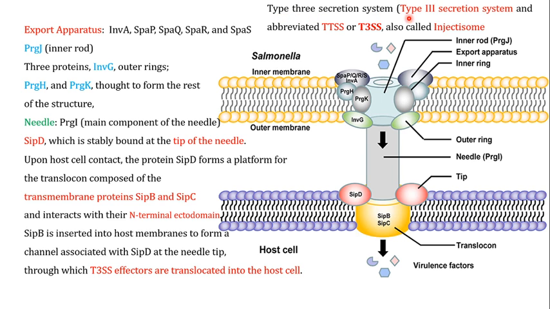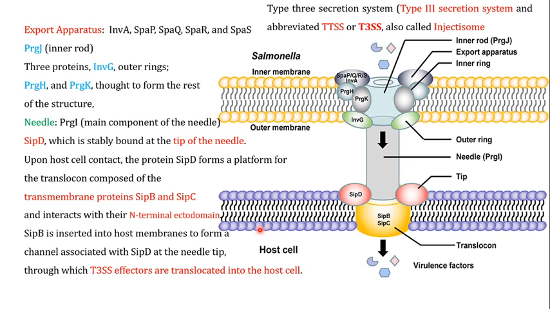It is abbreviated as TTSS, which is the type 3 secretion system, or sometimes it is written as T3SS. And this type 3 secretion system is also known as the Injectisome. Now, what this Injectisome does is that it is going to introduce the virulence factors from Salmonella typhi into the host cell. So this is the lipid bilayer of the Salmonella typhi, and this is the lipid bilayer or cell of the human host cells.